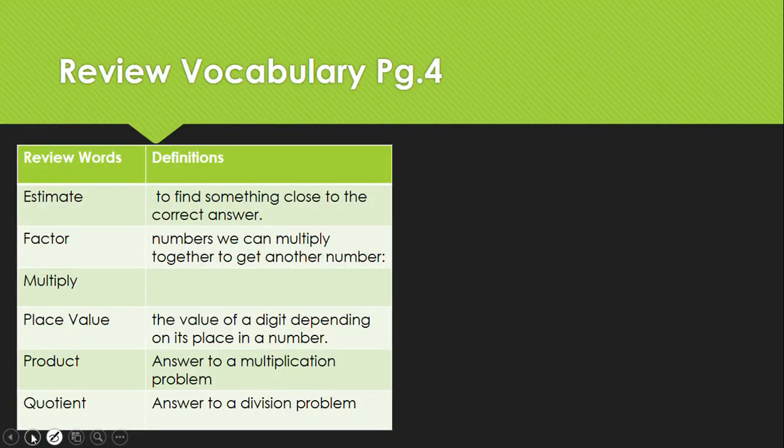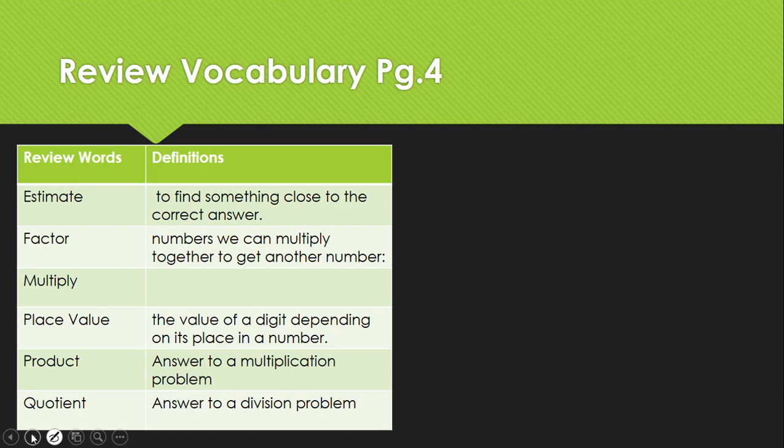Alright, so we're going to have vocabulary words that I would like you to write the review words onto the left of the Cornell Notes format, and then the definition. Now, you don't have to write the definition word for word, okay? I would like it if you put it in your own words.